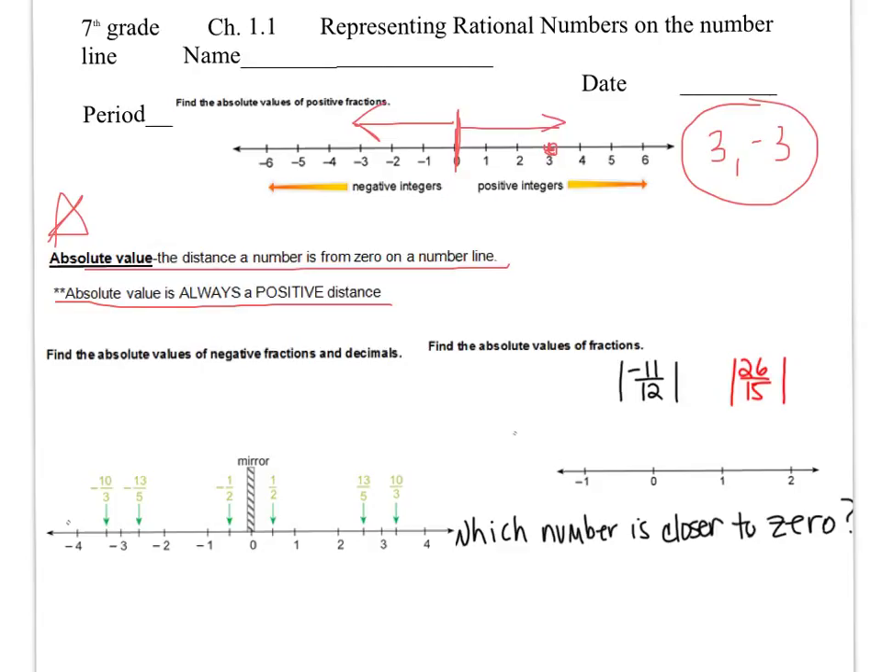So if I asked you for the absolute value of 3, it would be 3 because 3 is 1, 2, 3 spaces from 0 on the number line. The same thing would occur for negative 3. Negative 3 is also 3 spaces from 0 on the number line. So that's why absolute value is always a positive number, because distance from 0 is always positive. It doesn't matter if you go to the right or to the left.